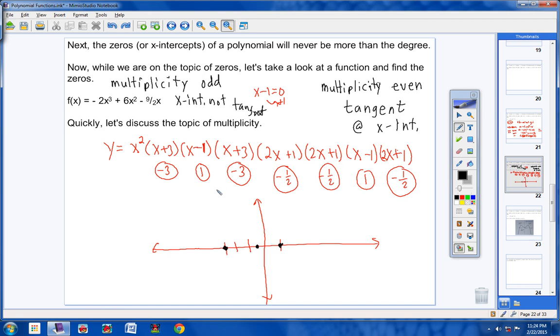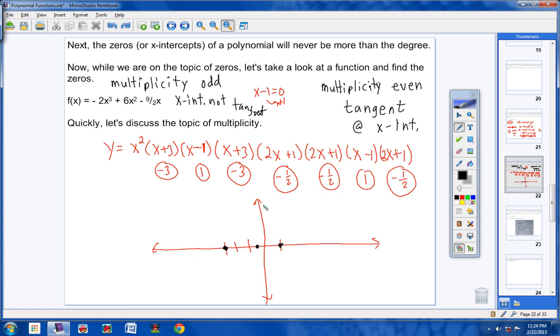Okay? Now, look at your 1. What is the multiplicity of your 1? Well, let's see. 1, 2. So that means the multiplicity of 1 is 2. 2's even. So that means the graph is going to hit here at 1. It's either going to hit and go back up again, or if it's down here below, it's going to hit and go back down again. Isn't that cool? That's really cool, guys. That's helpful to know. Okay?